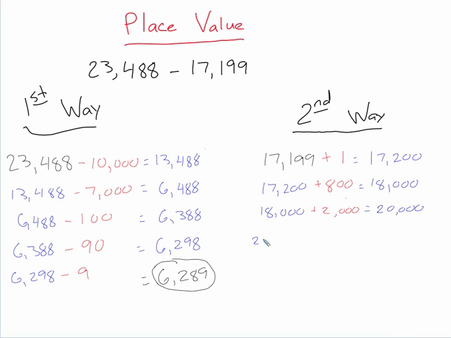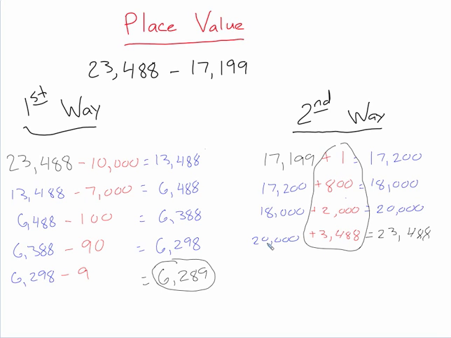At 20,000, I'm going to now add 3,000, and because I want 488 here, and I can mentally figure out how much I need to add, I'm just going to add 3,488, which is now going to bring me to the new total of what I want, 23,488.